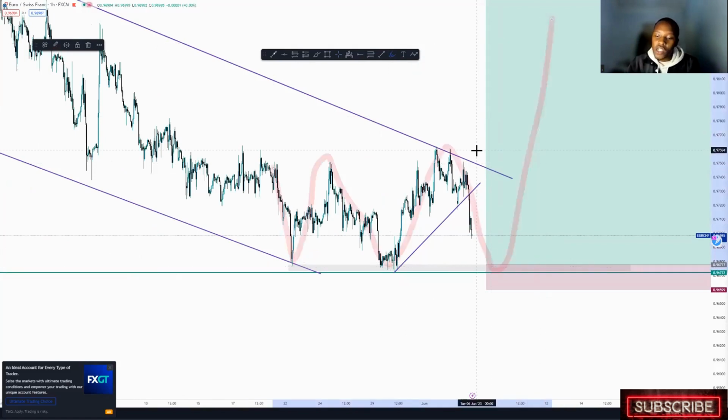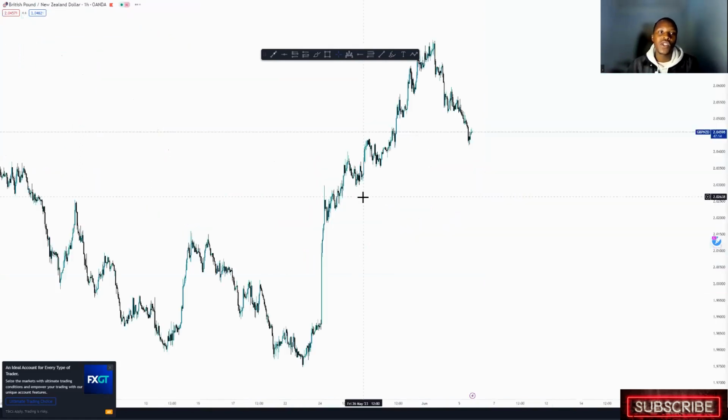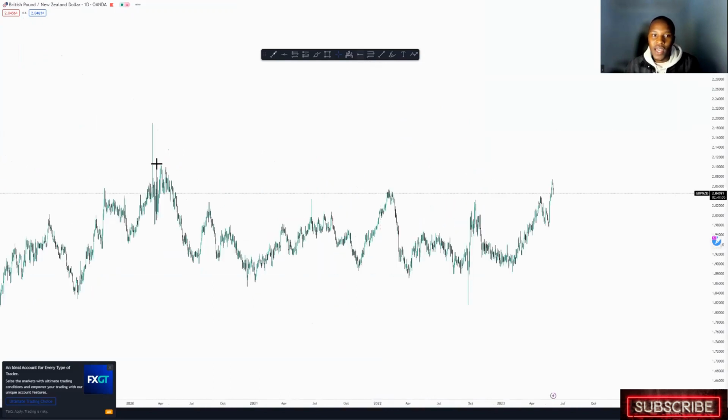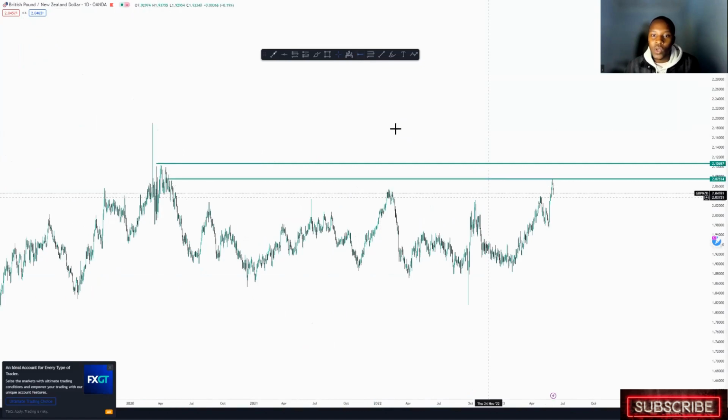All right. So I hope that is clear and it actually makes sense. So now let's move to another pair, guys, which is GBPNZD. On GBPNZD, guys, we have that overall high, but we also need to respect that one over there.